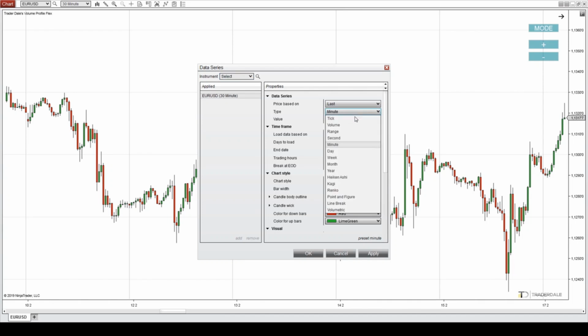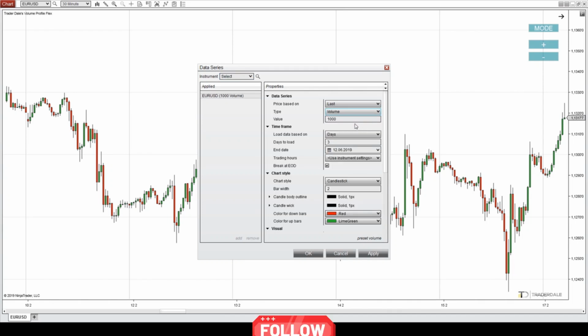Minute, you go to volume, and in here you need to set the value of the volumes. You need to set this number. So in this case, after 1000 lots, a new candle would form. Then after another 1000 lots gets traded, another candle would get formed.